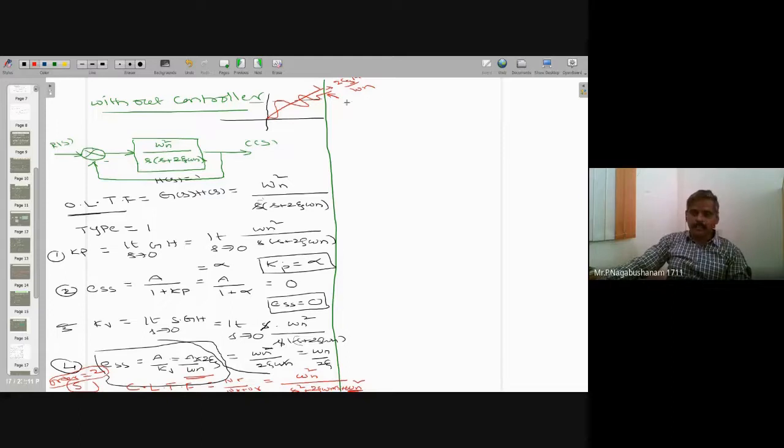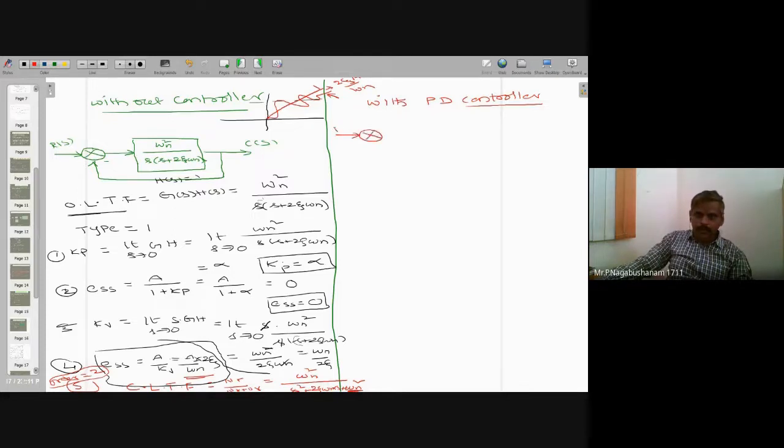I'm going to use the second order system with PD controller. I told you a controller is an external device which can be used in the forward path or feedback path or both, in order to improve the system performance. Let me take the second order system with controller.